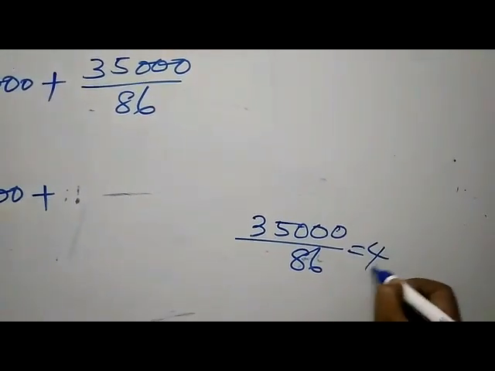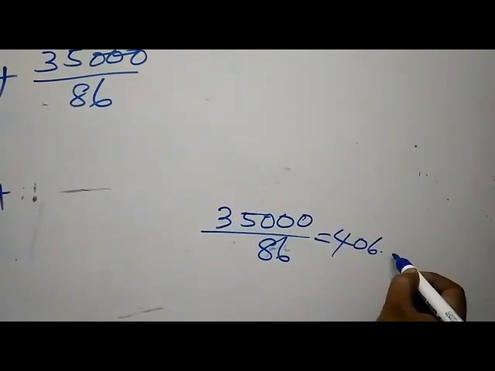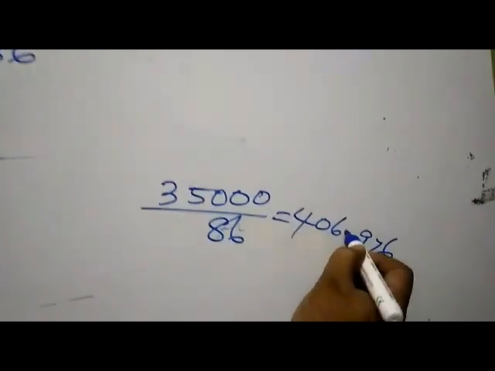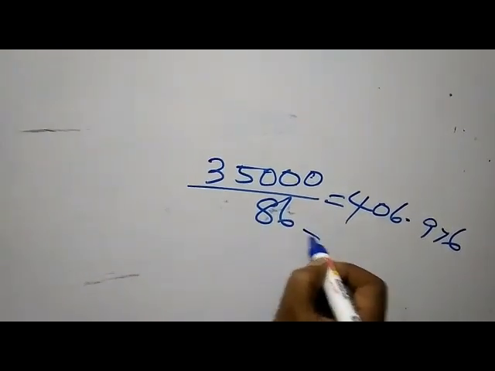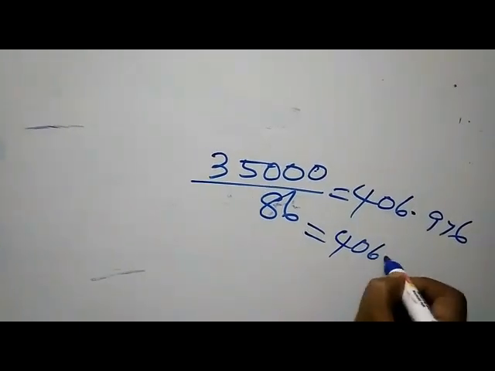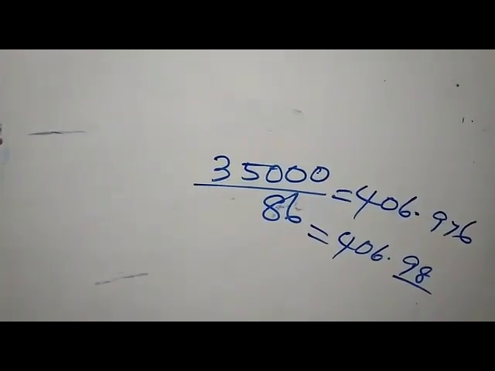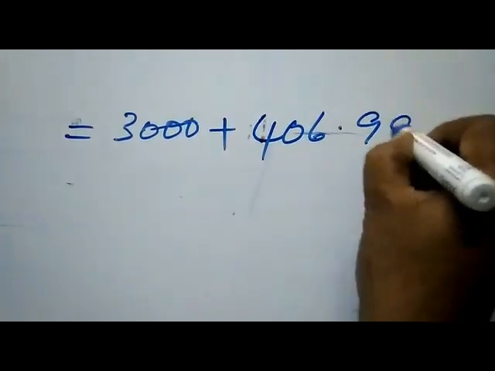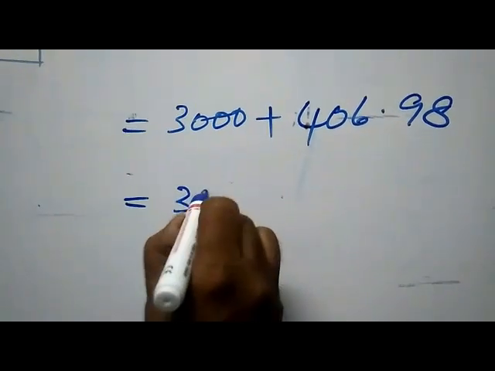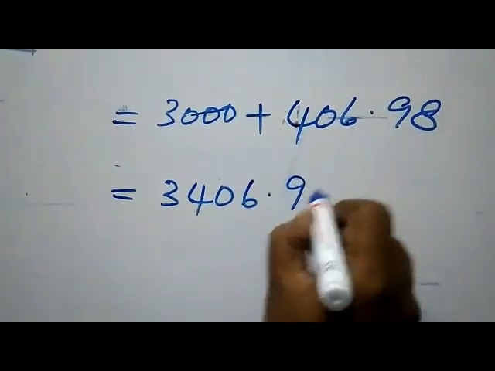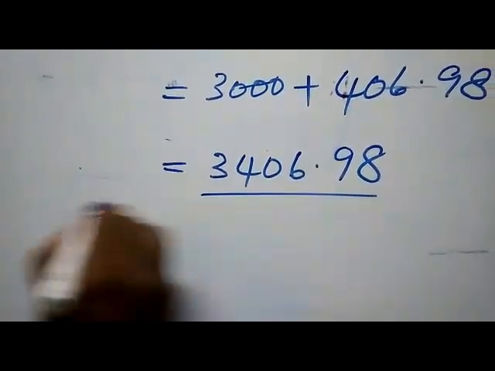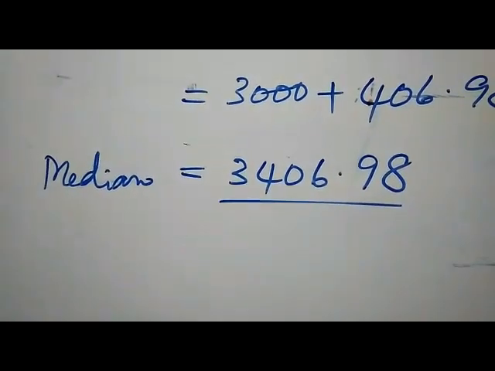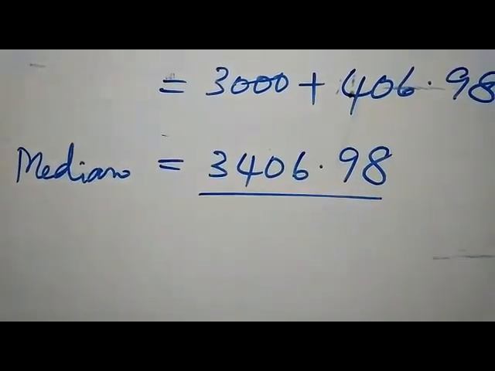If you divide, you will get 406.976. If you round off, you can take 406.98. So 3000 plus 406.98, if you add this, is 3406.98. This is the median. Median is equal to 3406.98.